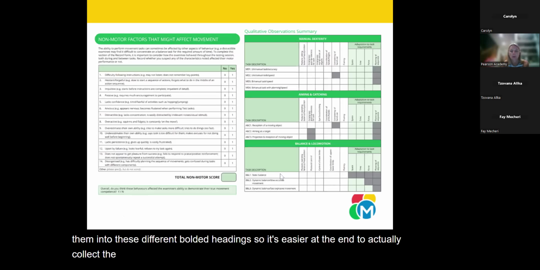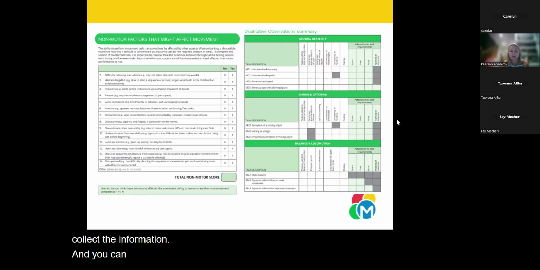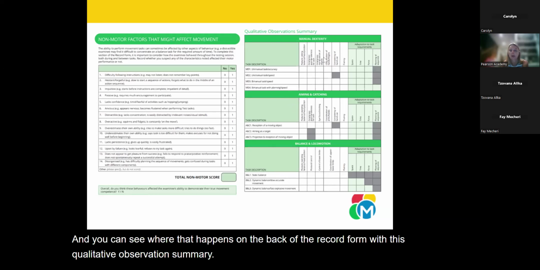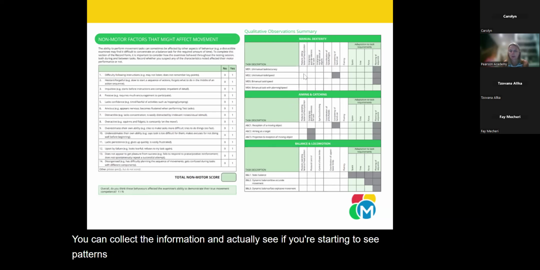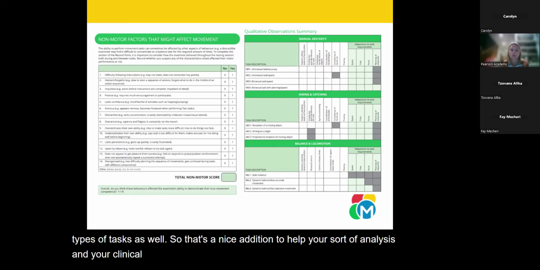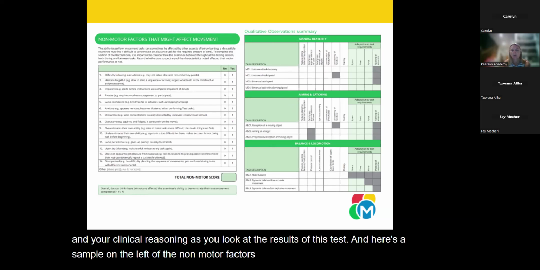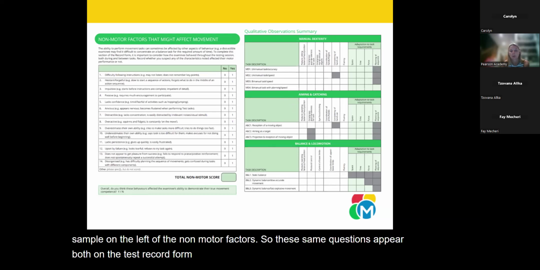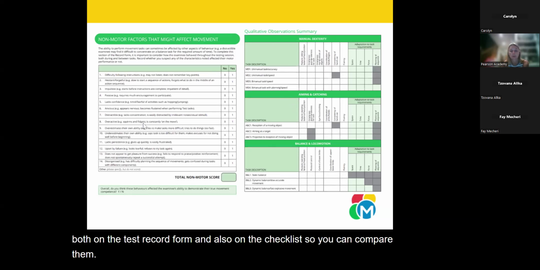And you can see where that happens on the back of the record form with this qualitative observation summary. You can collate the information and actually see if you're starting to see patterns where particular areas seem to be causing difficulty across different types of tasks as well. So that's a nice addition to help your analysis and your clinical reasoning as you look at the results of this test. And here's a sample on the left of the non-motor factors. These same questions appear both on the test record form and also on the checklist, so you can compare them side by side as well.